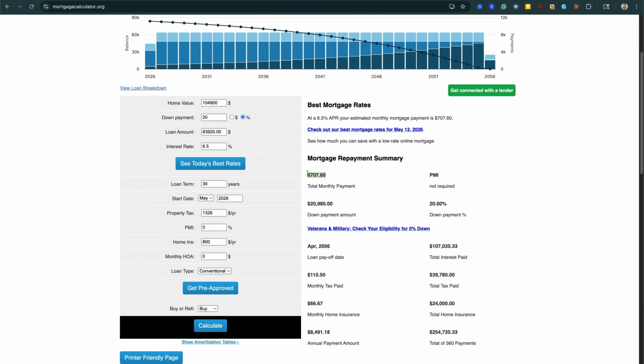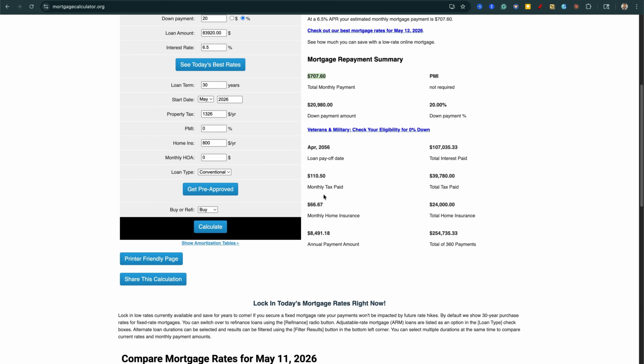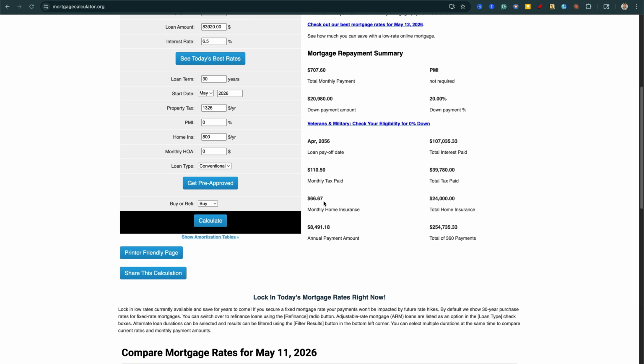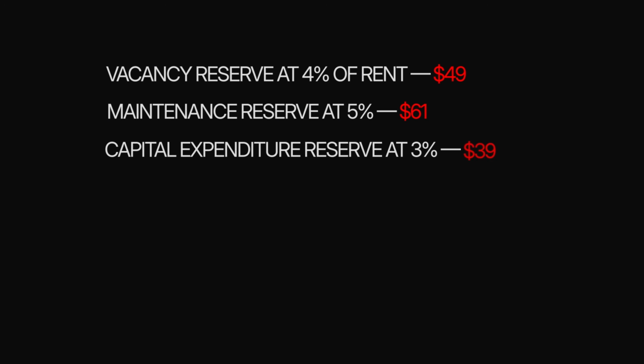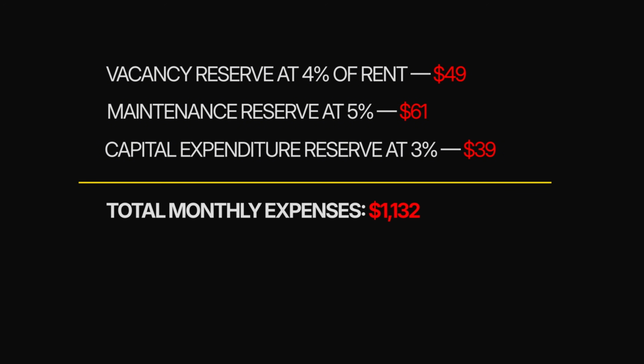You are paying for the mortgage $708 per month. You are paying taxes $110 per month. The home insurance, I'm assuming $66 per month. You still need to pay the property management fee at 8%, which would be $98. Vacancy reserve at 4%, $49. Maintenance reserve at 5%, $61. Capital expenditures reserve at 3%, $39. So total monthly expenses $1,132.